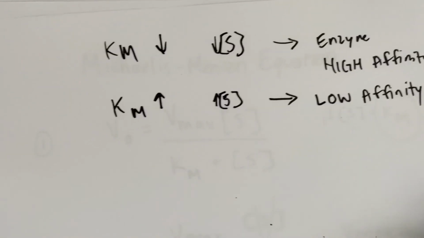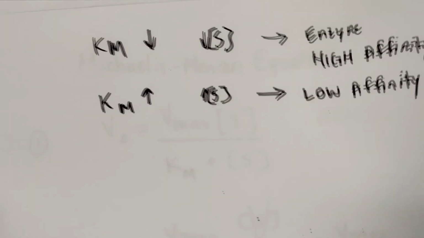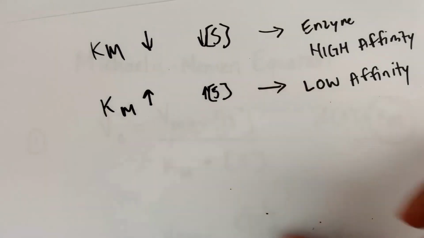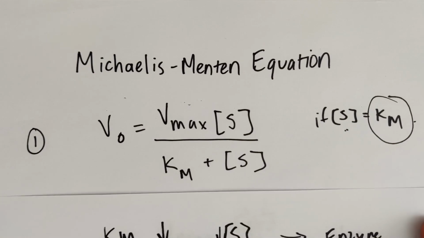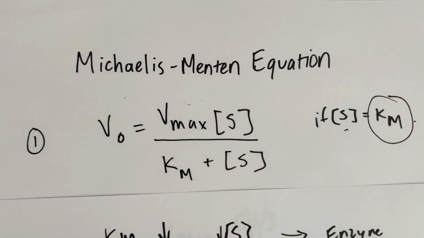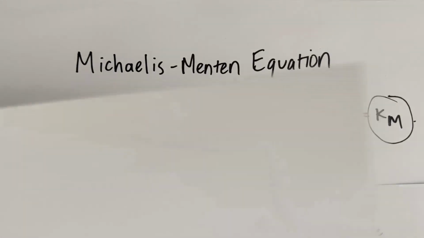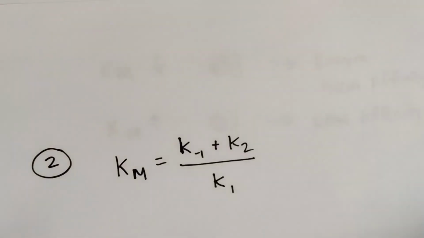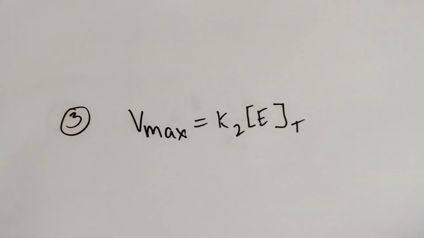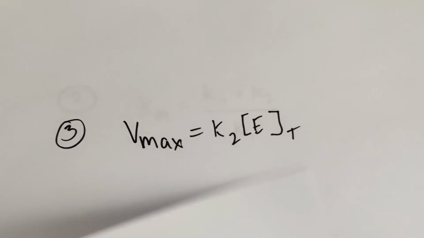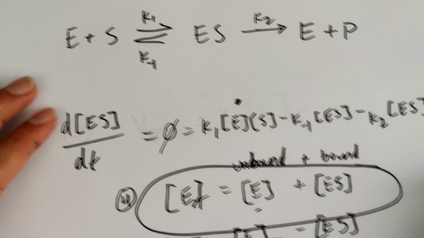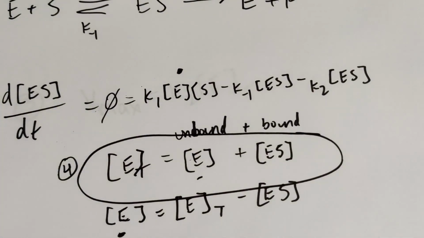Okay. So if we look back again, there were 4 important equations that we referred to. So the first one, obviously, was the Michaelis-Menten equation. The second one being Km. The third one in reference to Vmax. And the fourth one, right here, in reference to total enzyme concentration.